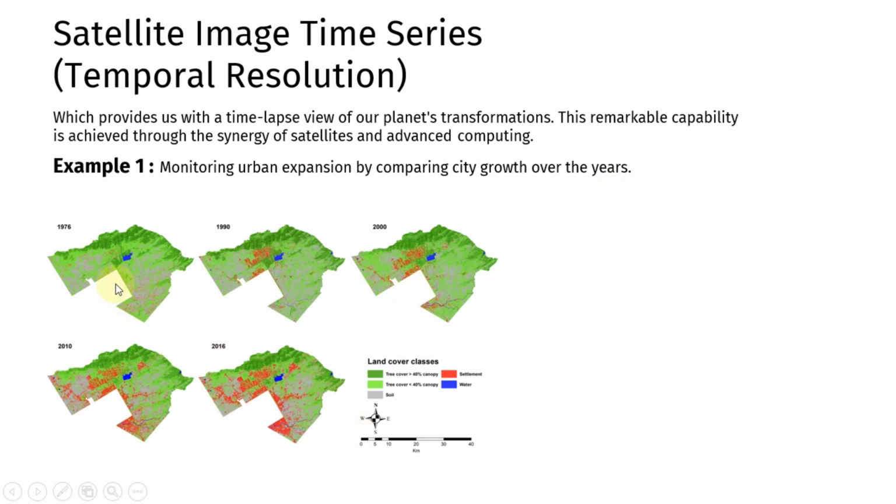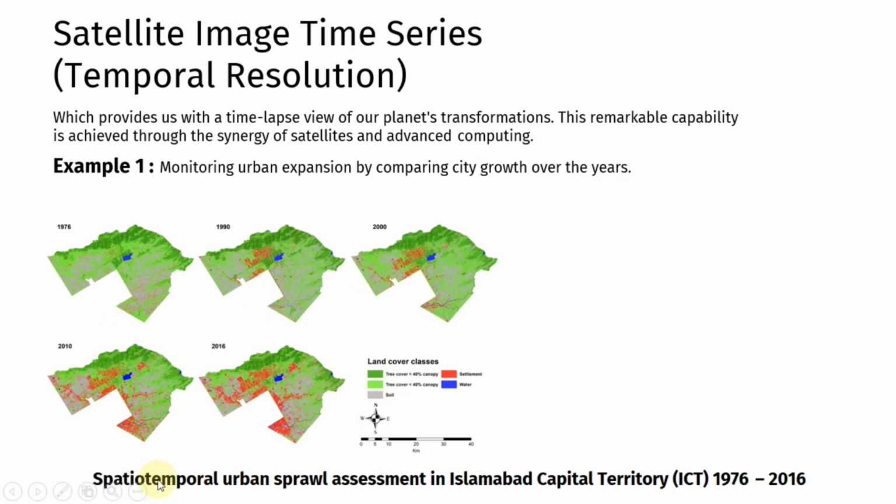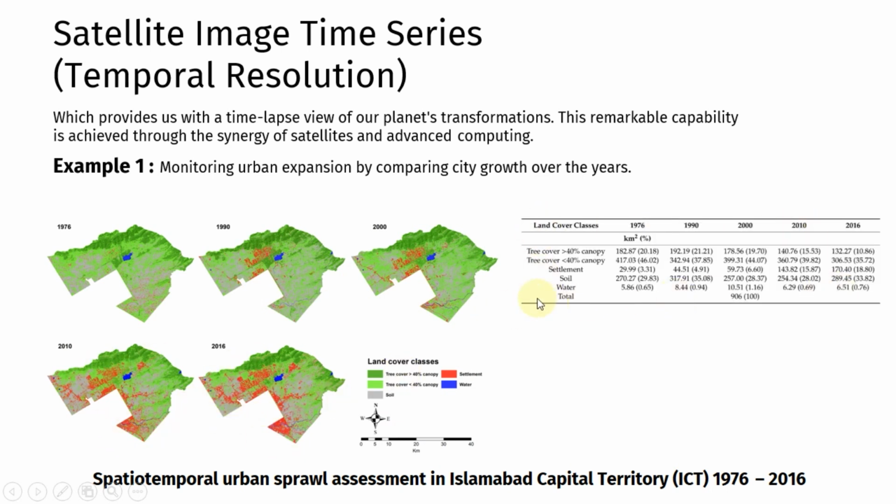Here, we have satellite images that display land use and land cover changes in Islamabad Capital Territory from 1976 to 2016. These visuals give us a spatio-temporal view of urban sprawl assessment. This table depicts the changes in various land cover classes throughout the years. Let's break down the changes in land cover classes for a clearer understanding.